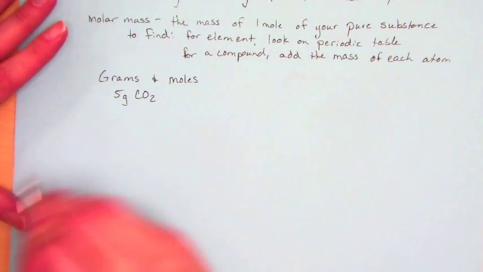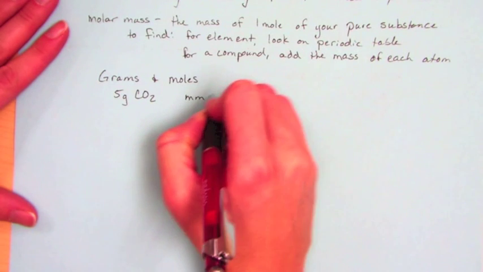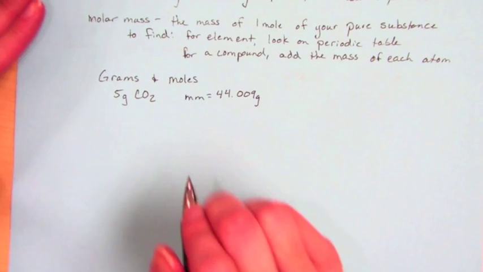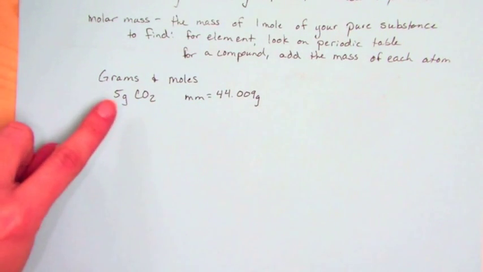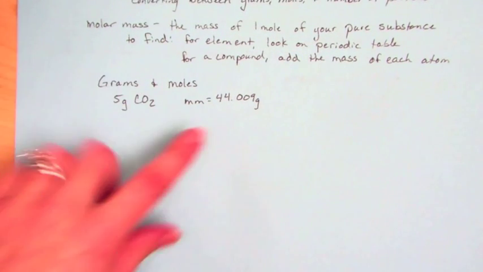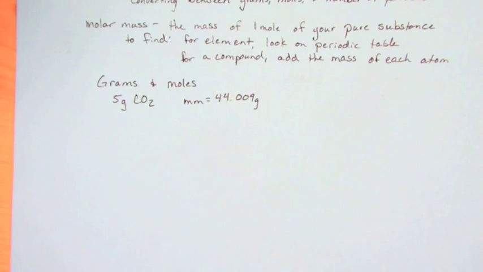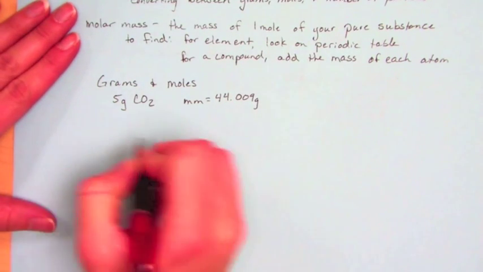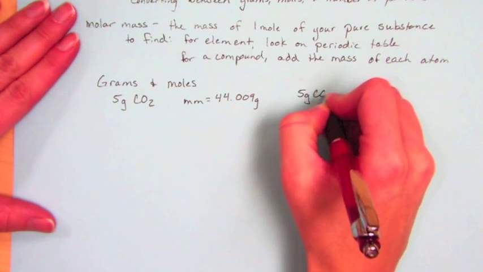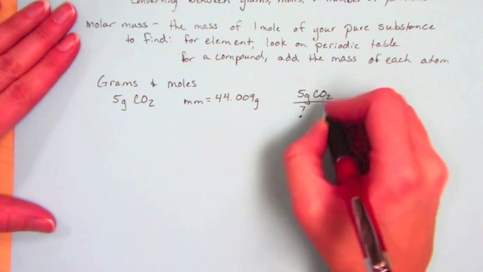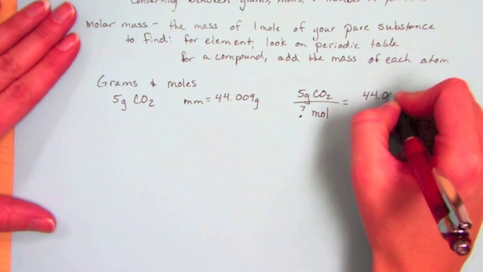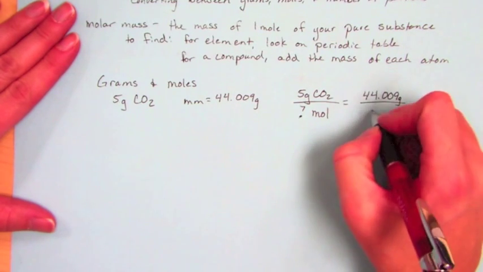CO2 has a molar mass of 44.009 grams. This is the mass of 1 carbon plus the mass of 2 oxygens added together to give us 44.009. Then we set up a proportion. 5 grams of CO2 over question mark number of moles equals 44.009 grams over 1 mole.